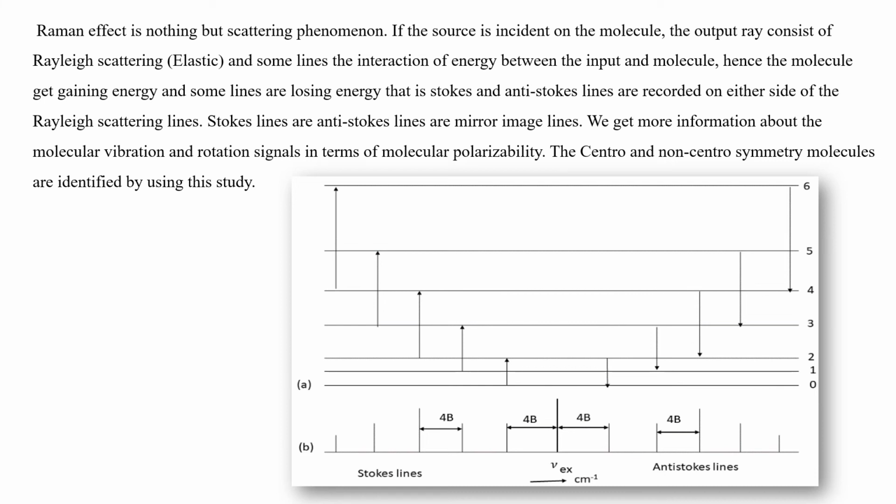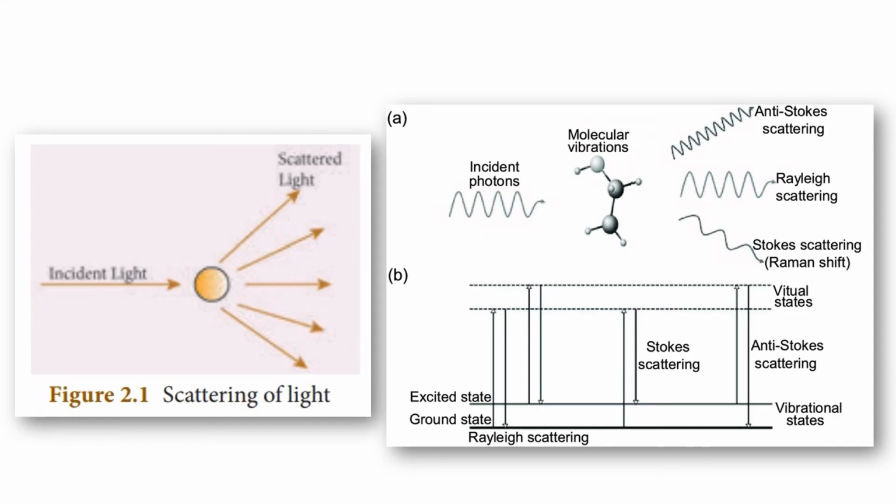From the left side come the Stokes lines, and from the right side, uniformly separated by about 4B cm^-1 from one signal to another, are the anti-Stokes lines. The Stokes lines involve gaining of energy during the interaction of the laser with the molecule. Anti-Stokes involves losing of energy during the interaction with the molecular vibrations. So it gives more information about the rotational and vibrational spectra of that particular molecule under the molecular polarizability conditions.